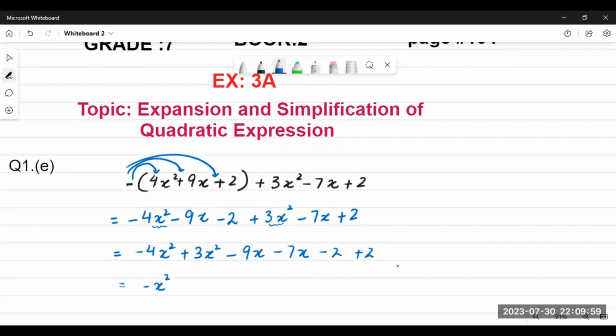Minus 9x and minus 7x. Minus 9 and minus 7. Just add the numbers. 9 plus 7 is 16, and write the same sign. It is going to be negative 16x. And here, negative 2 and positive 2 will be cancelled. There will be no constant over here, and that's your final answer.